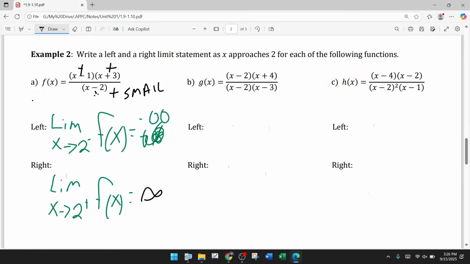All right, so let's look at B. Well, you got an x minus 1, or I'm sorry, an x minus 2 and an x minus 2. That's going to cancel those two out. So I'm going to go ahead and cancel those out. That's a hole. It's a hole at 2. That has nothing to do with approaching.